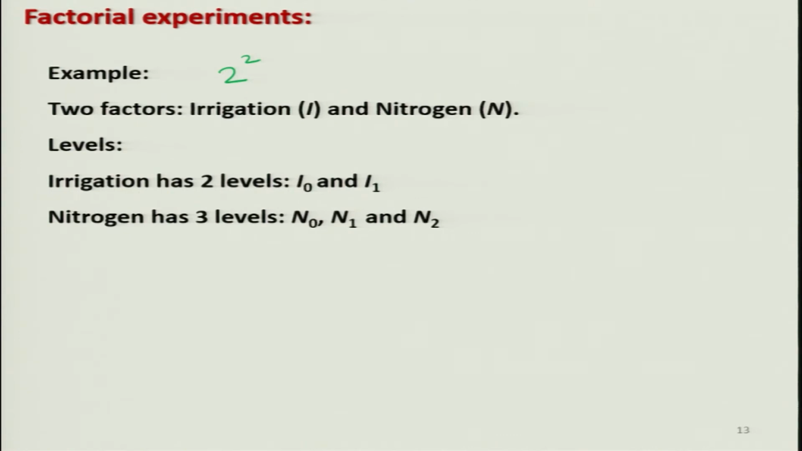So, now the question is, using those 4 observations, we have to find the effect of factor A, effect of factor B, as well as the interaction effect, right. So, for example, in case you are trying to consider 2 factors, say irrigation and nitrogen, and suppose irrigation has 2 levels I0 and I1, and suppose for a while that nitrogen also has 2 levels N0 and N1. So, in this case we are going to consider a 2 square factorial experiment.